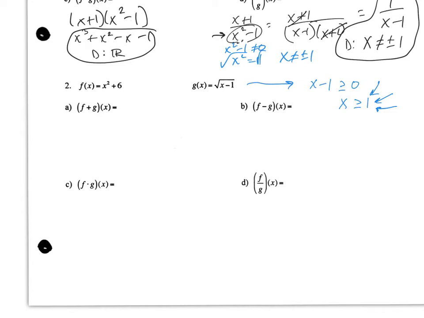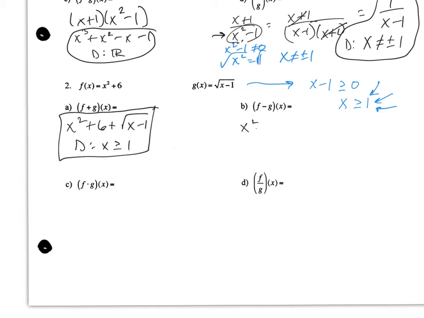Now, the operations here will be simple because we can't do much with this. So in order to add these, we have x squared plus 6 plus the square root of x minus 1. You can't do anything with that. The domain, x is greater than or equal to 1. Subtracting, you'll feel the same way. x squared minus 6 minus the square root of x minus 1. Domain again, x is greater than or equal to 1.